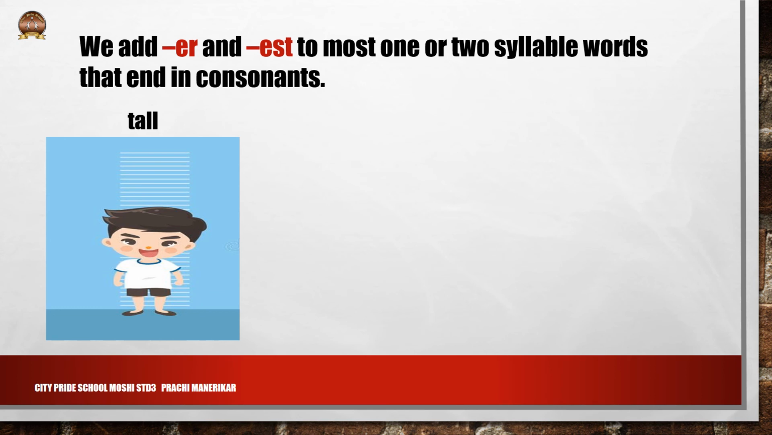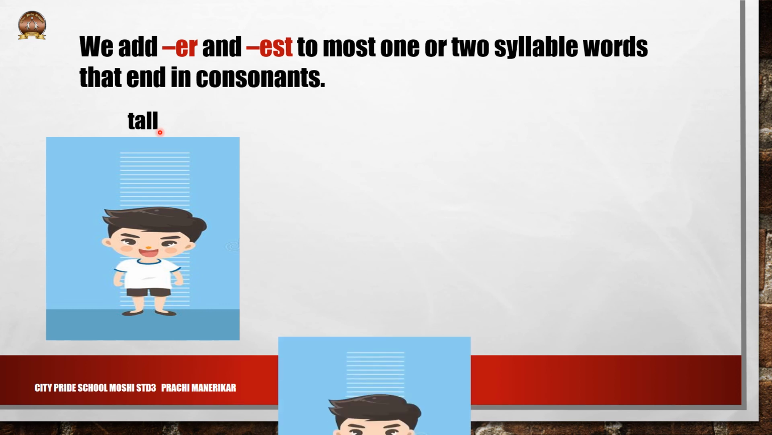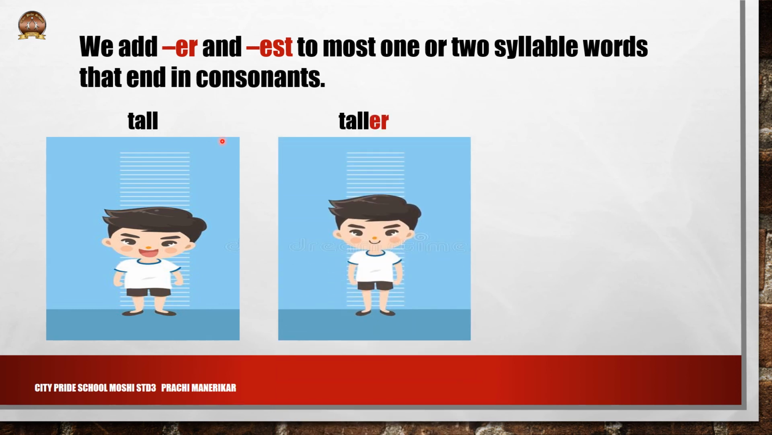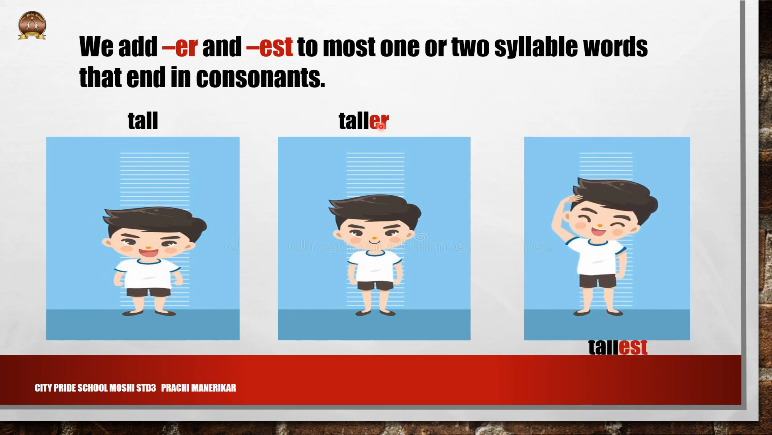So, whenever a positive degree word ends with a consonant sound, we add er to make it comparative. And so the word became taller. This is the comparative degree of tall. Now, if we have to change it into superlative degree, we add est to it. So, tall, taller, tallest. When we added er, it became comparative. When we added est, it became superlative.